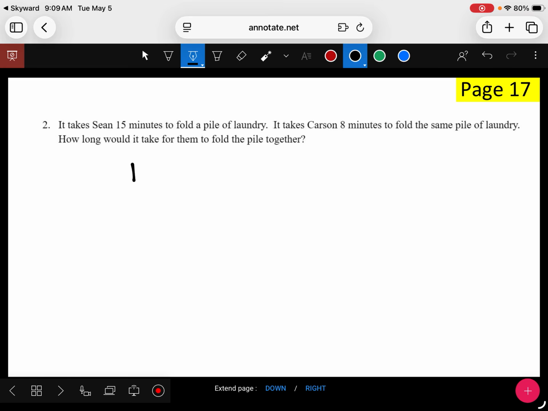So it takes Sean 15, so that would be 1 over 15. It takes Carson 8, so that would be 1 over 8. And we're trying to figure out how long together. Multiply everything by 15, 8, and x.